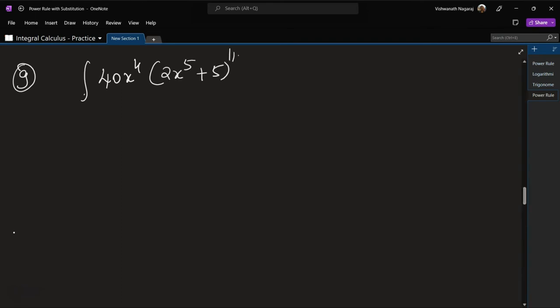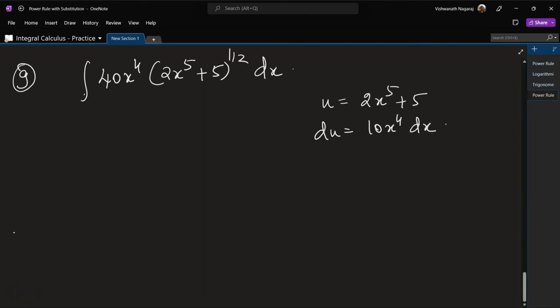Ninth one, integral of 40x to the power of 4 times square root of 2x to the power of 5 plus 5, dx. So let's take u is equal to 2x to the power of 5 plus 5. du would be 10x to the power of 4 dx. Now we have to factor out 10 here. So we are left with 4, which we take out. So this becomes u to the power of 1 by 2 du.